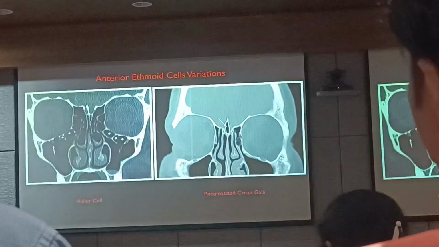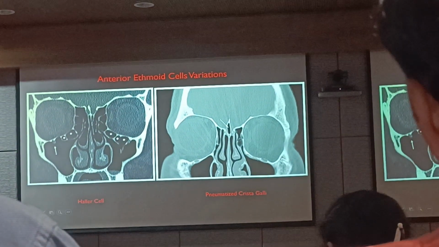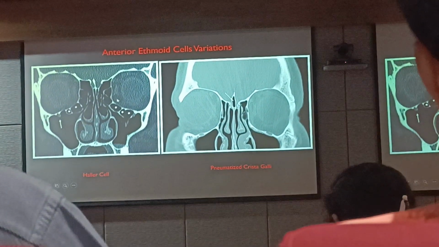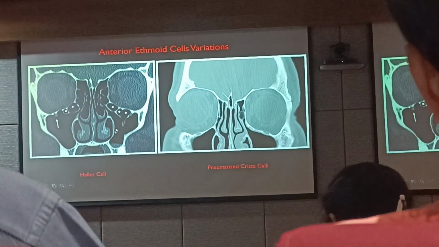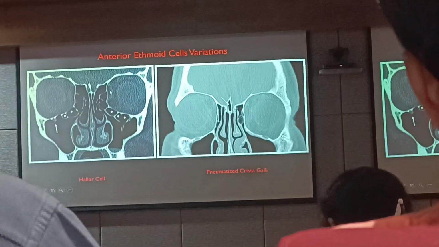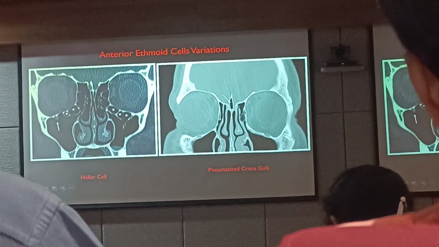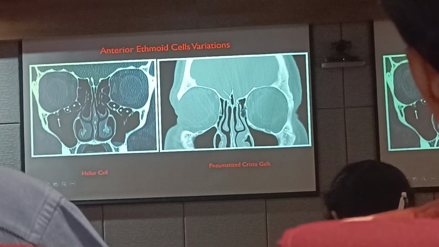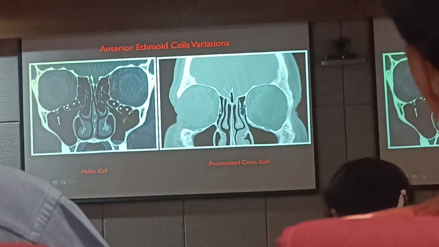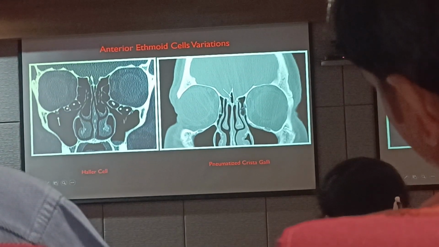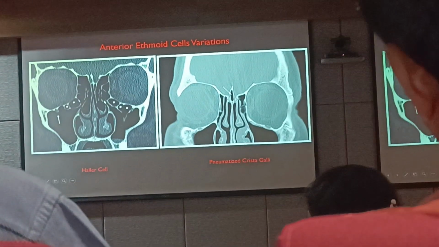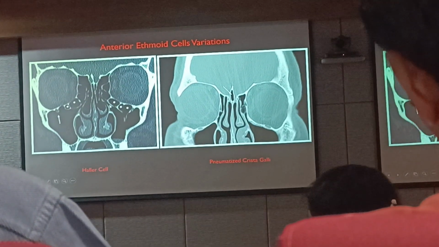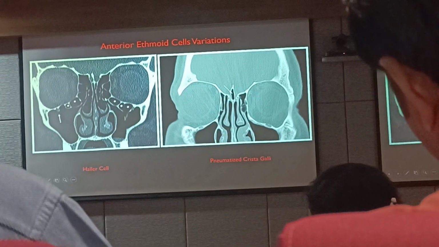Alright? So anterior ethmoidal cell variations. You see this over here? Some cells over here. This is called the Haller cells. Okay, you can see this Haller cell over here. Just at the opening, this is the uncinate process over here. You can see this just obstructing. If this Haller cell is becoming big or inflamed, it's going to obstruct the drainage pathway of the maxillary sinus, right? So this is the uncinate process and this is the drainage pathway of the maxillary sinus.